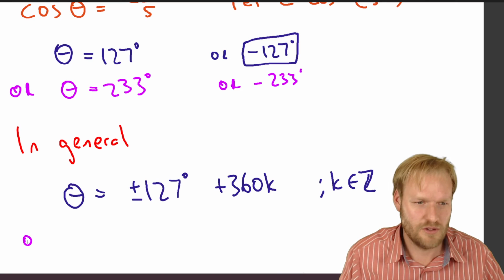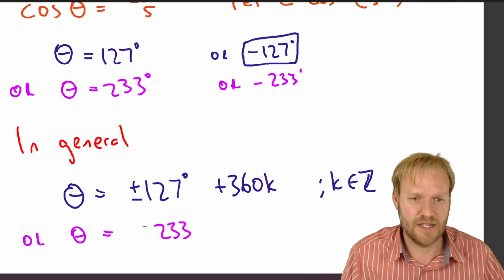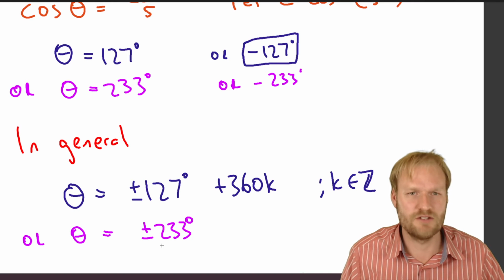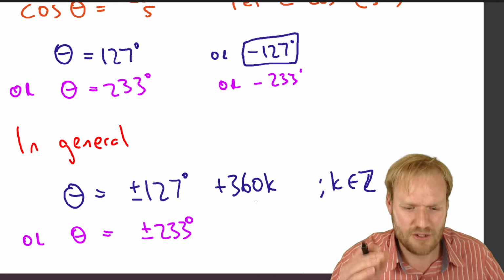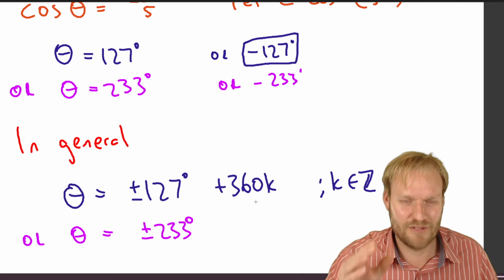Or theta could be 233. Again, it could have been the positive or the negative 233. Notice that in maths, plus or minus means it's the positive value or the negative value.